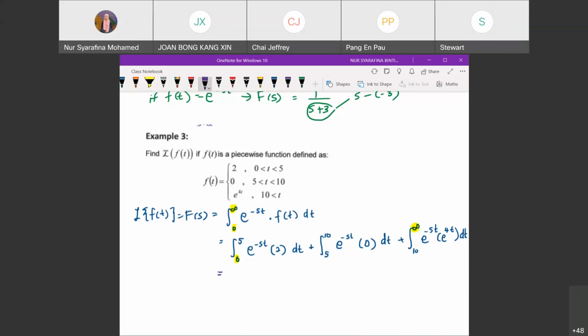Okay, try this. This one, no need, because this is 0, so no need to do this integration. Just focus on the first part and the last part. All right, try. What should you get?